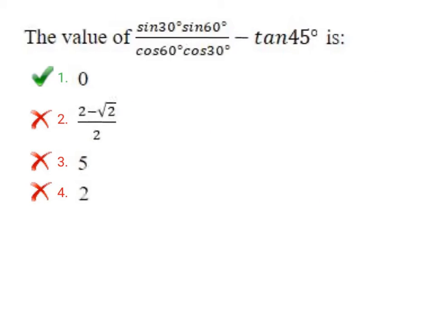Next, the value of sine 30 minus sine 60. Sine 30 is nothing but cos 60. Sine 60 is nothing but cos 30. So it is 1 minus 1. That's 0.